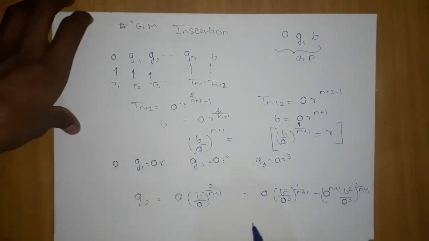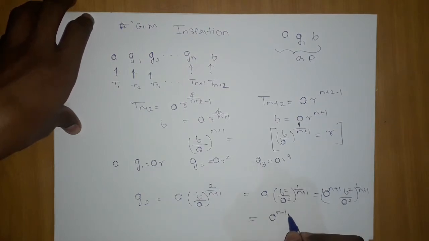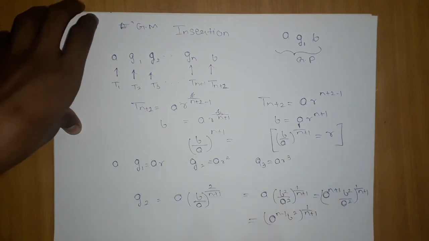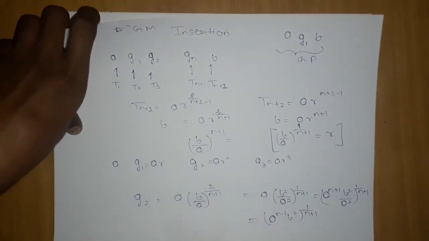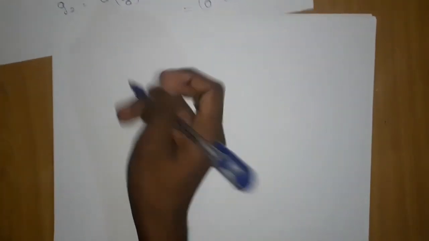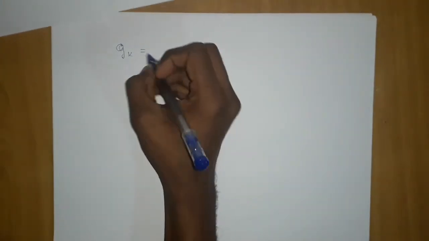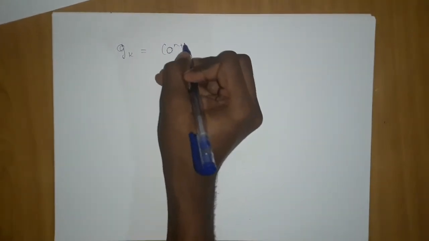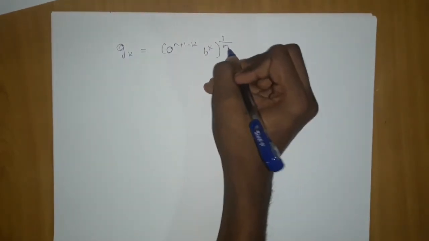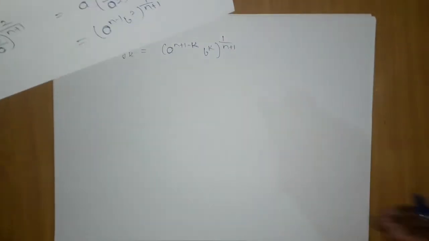Here you can see what we are getting: the powers combine and we get a to the power (n minus 1) into b to the power 2, all to the power 1 upon n plus 1. So from this, we can derive a direct method to find any term gk: it is nothing but a to the power (n plus 1 minus k) into b to the power k, all to the power 1 upon n plus 1. You can directly find any gm in between.